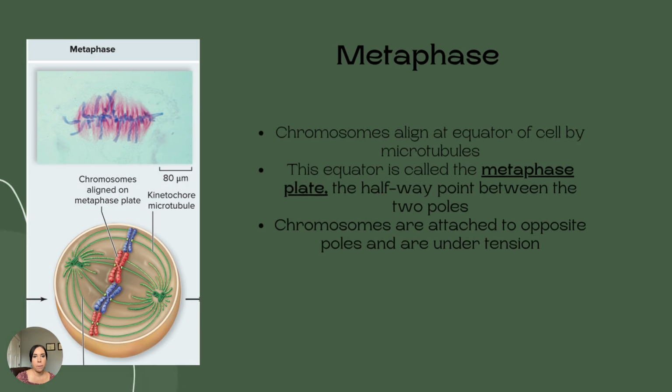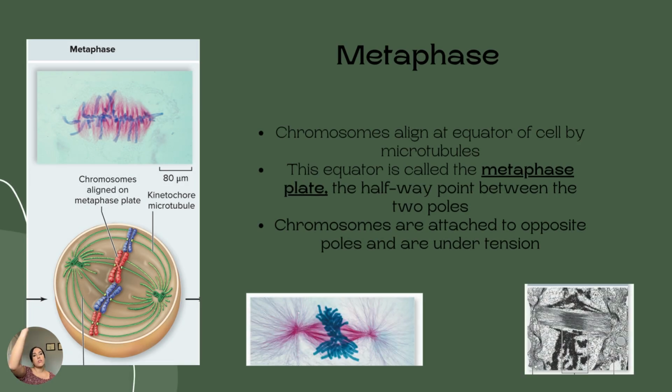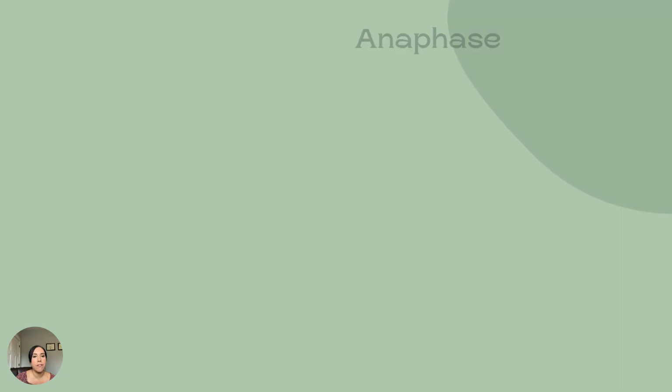And that leads us to metaphase, where you'll eventually see all those chromosomes align towards the middle, which is called the metaphase plate. That is the halfway point between the two poles. Again, something is causing them to do that, and it's the action of the microtubules. Chromosomes are attached to opposite poles and are under tension. As those two poles are pulling, there's a lot of tension in place, and eventually that's going to lead to them being pulled apart. That occurs in anaphase.